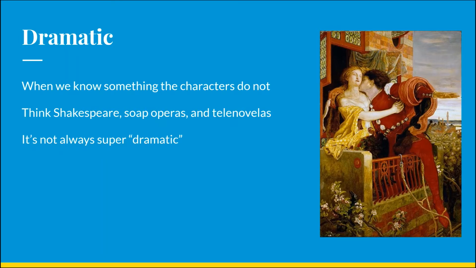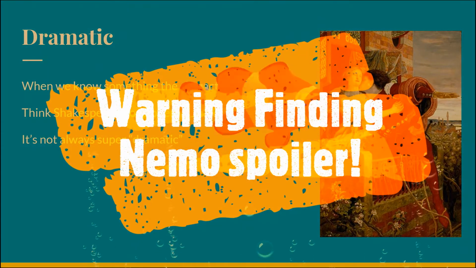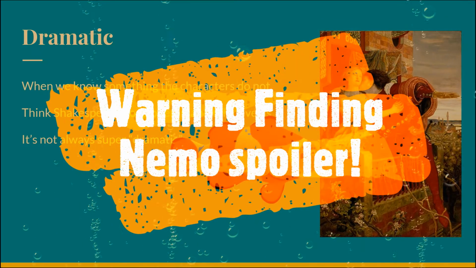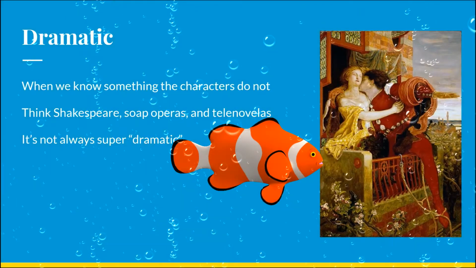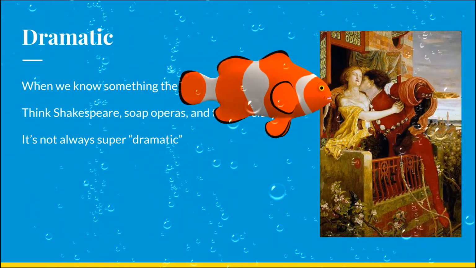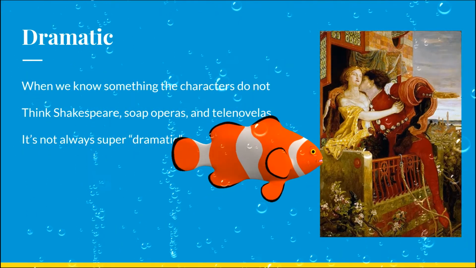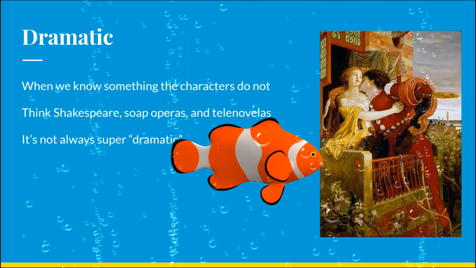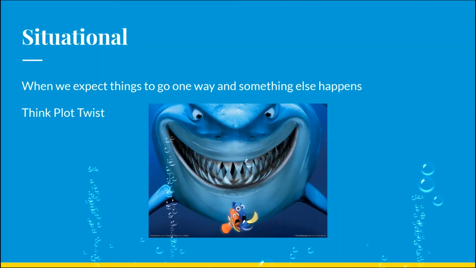So it doesn't have to be all that dramatic. It could be something as simple as, oh shoot, Nemo's dad just found him and Nemo's pretending to be dead. And oh no, now Marlin thinks that he crossed the entire ocean for no reason. Spoiler alert, sorry. Then we have situational irony.